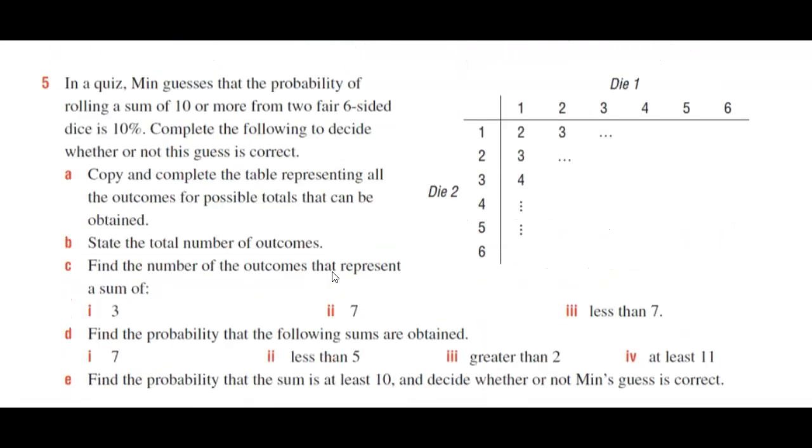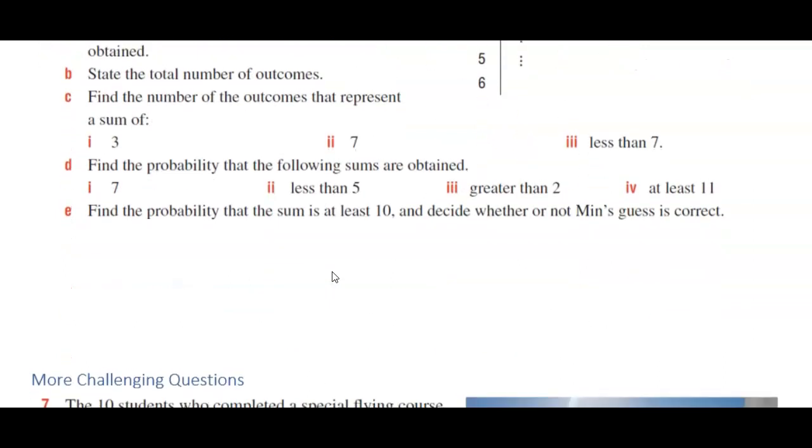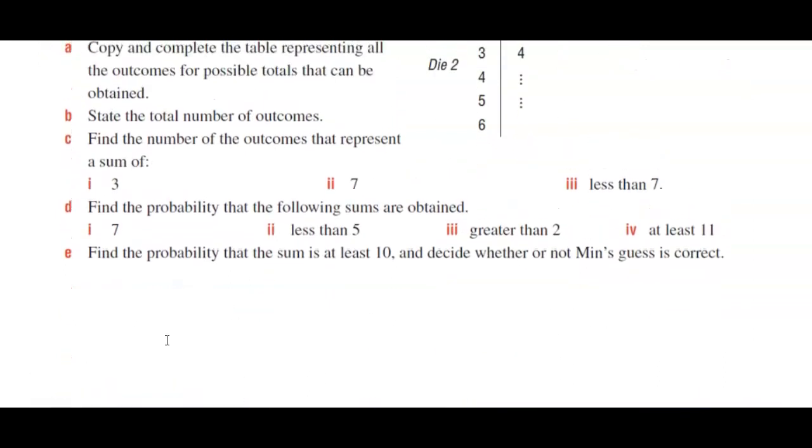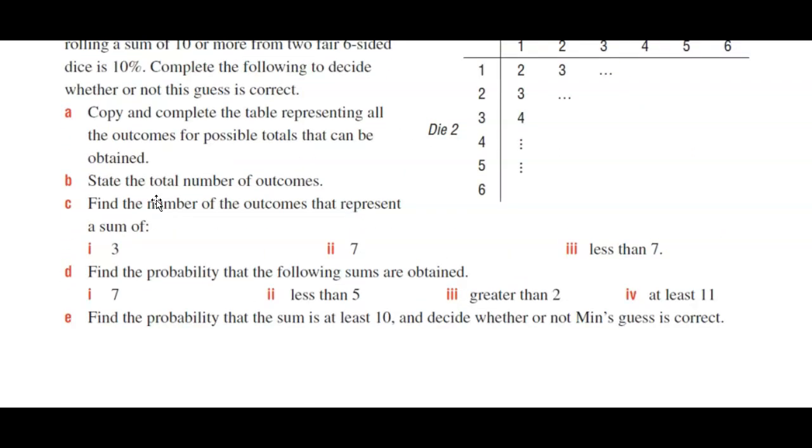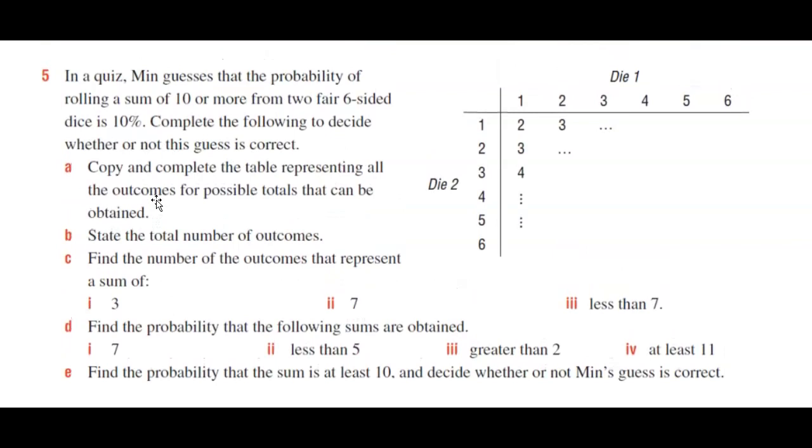All right, let's move on to question 5. Just make sure we've got enough space for ourselves. Okay. Question 5. In a quiz, Min guesses that the probability of rolling a sum of 10 or more from 2 fair 6-sided dice is 10%. Complete the following to decide whether or not this guess is correct.